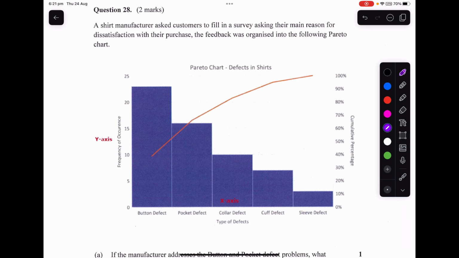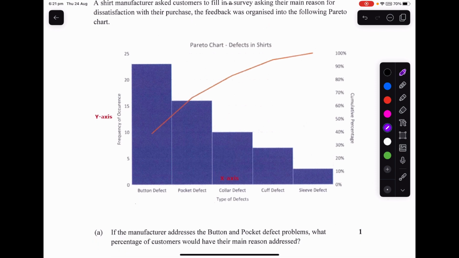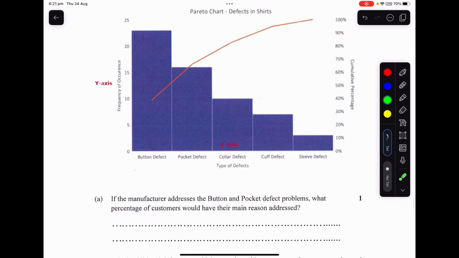So let's look at this one. It says a shirt manufacturer asked customers to fill in a survey asking their main reason for dissatisfaction with their purchase. The feedback was organized into the following Pareto chart. So we've got our frequency. So we've got button defects, pocket defects, collar, cuff, sleeve, cumulative percentage on the right hand side, frequency on the left hand side. So let's see what the question's asking us to do. If the manufacturer addresses the button and pocket defect problems, what percentage of customers would have their main reasons addressed?